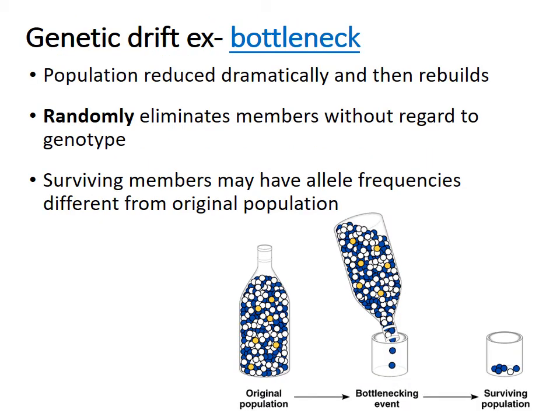So there are actually two kinds of genetic drift we can talk about. One kind is a bottlenecking event. In bottlenecking events, the population is going to be reduced dramatically and then rebuild.